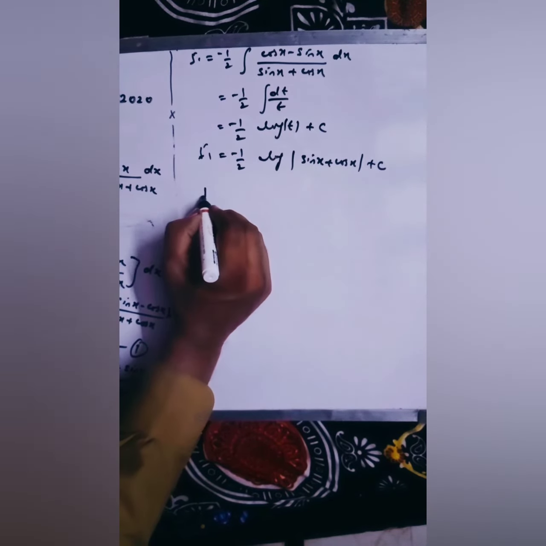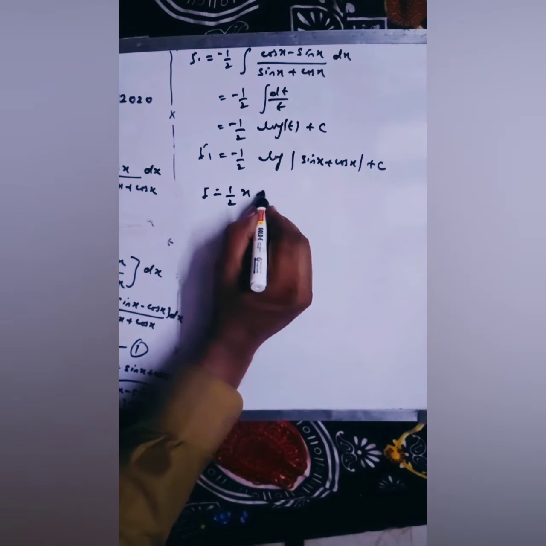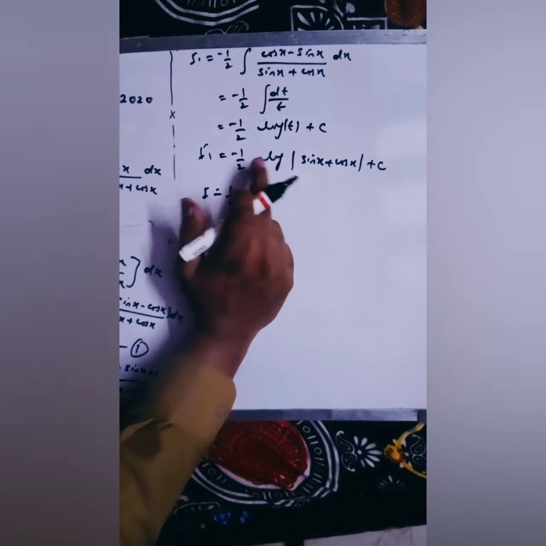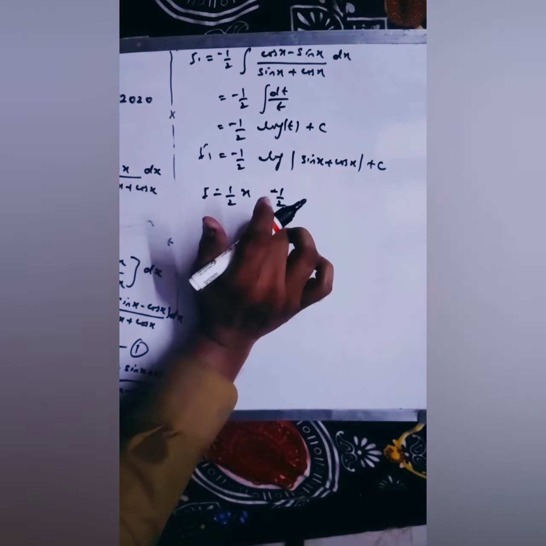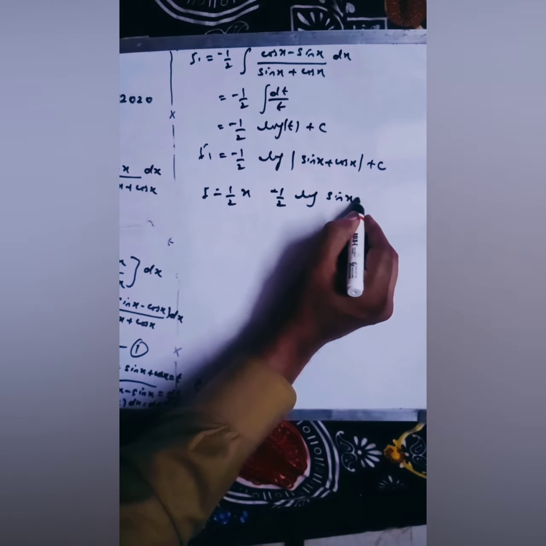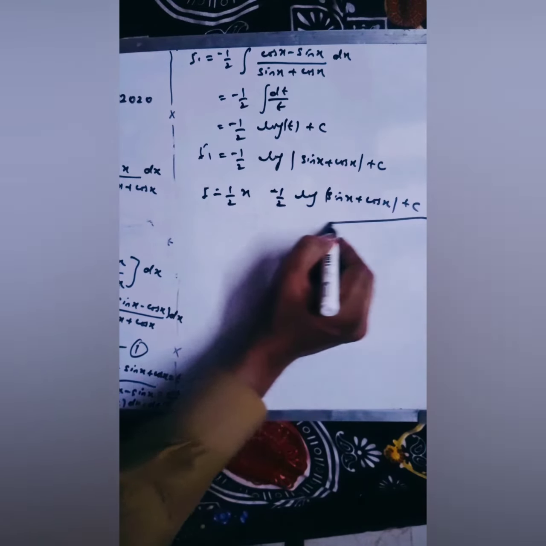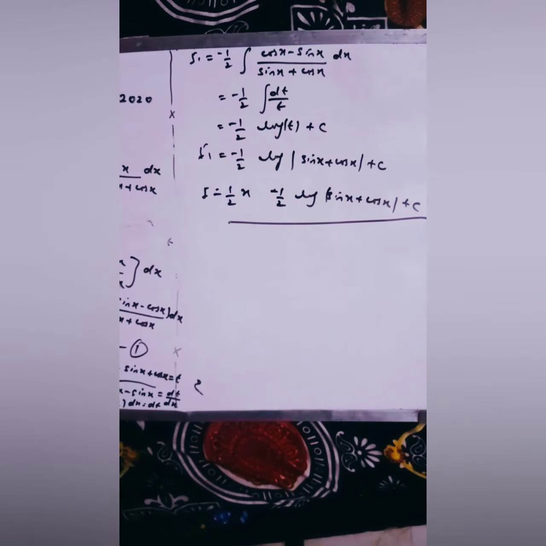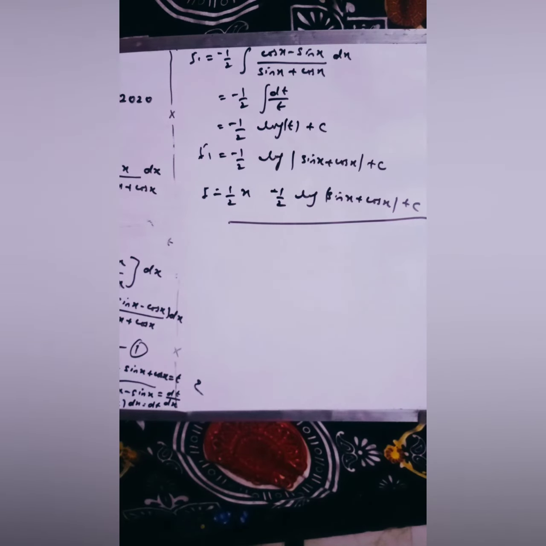Your equation number 1 was half I is equal to half x plus this is your I1, so I'm putting this value minus 1 by 2. Okay, so this will be minus 1 by 2 log sin x plus cos x plus c. So this is your required answer. Okay, so this is how you can solve this question. Got it?